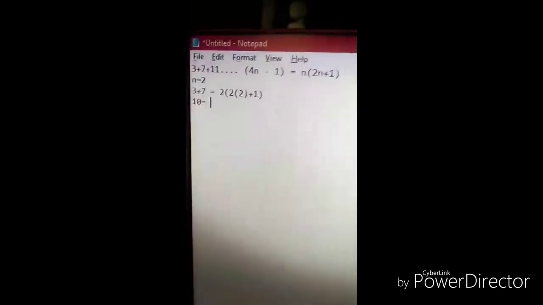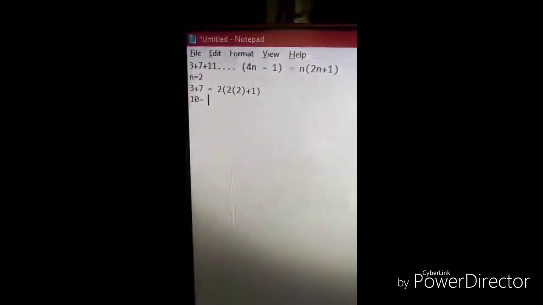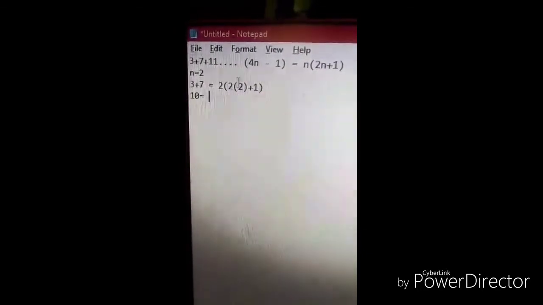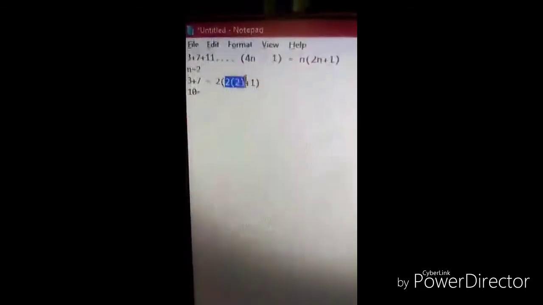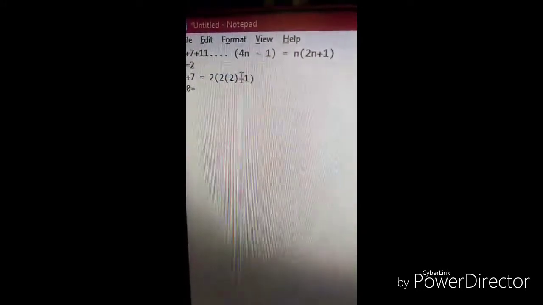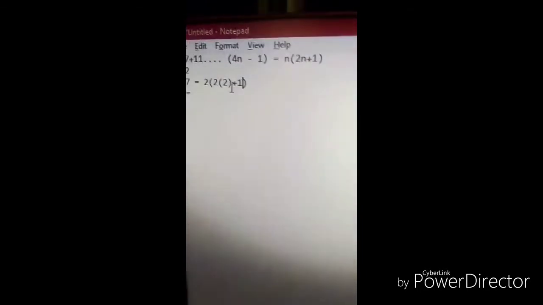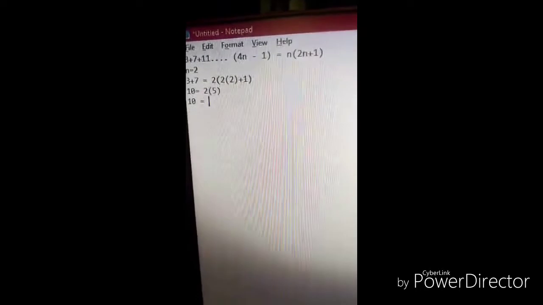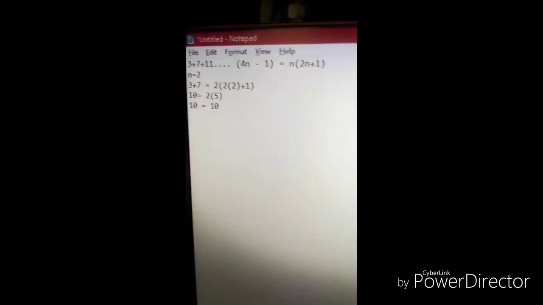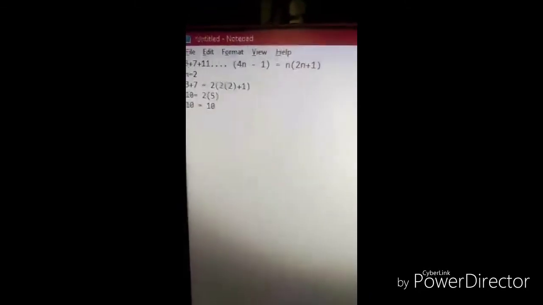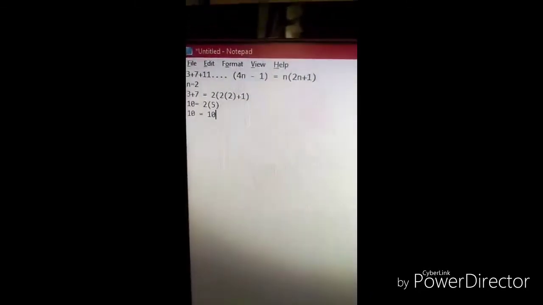There you go. And we'll have the sum of 3 plus 7. 3 and 7, we have 10. And first, we will multiply this. 2 multiplied by 2 is equal to 4 plus 1, makes it 5. So 2 multiplied by 5, and that makes it 10. That makes our statement true for 2 terms.